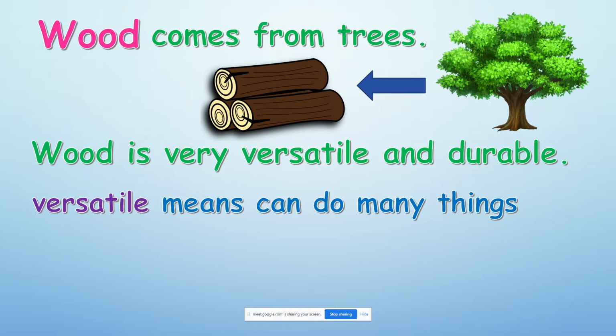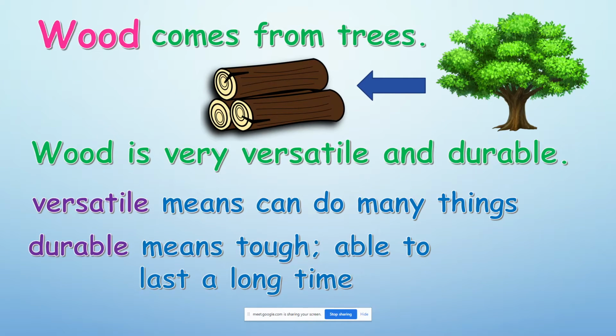Right? Next, what do you mean by durable? It means it is what? Very hard, very strong, very tough. Okay? It can last for a long time. Very hard to break. Yes, very hard to break. It means they are very strong. Now, when you say versatile, we can use wood in making lots of things. We can turn wood into anything.